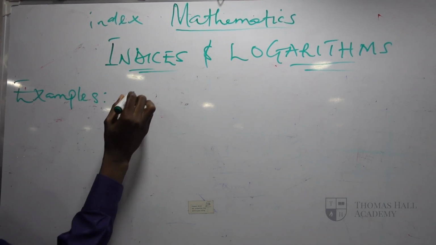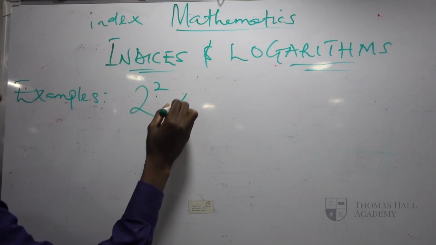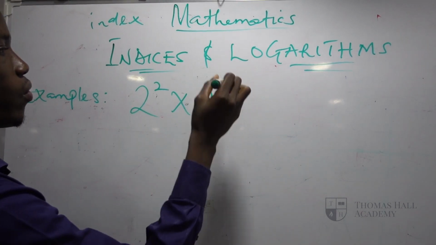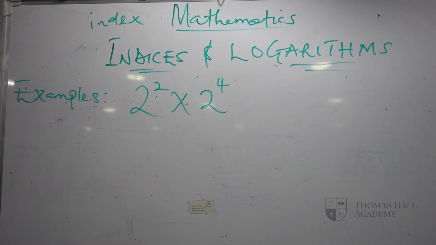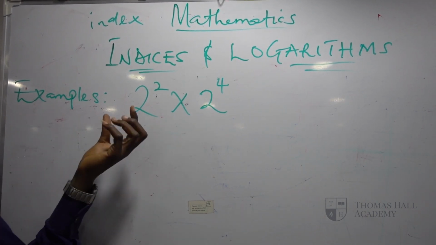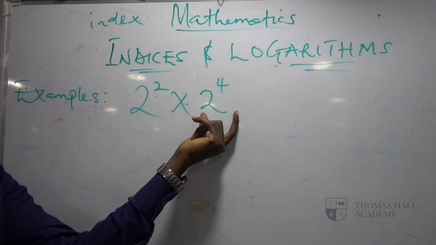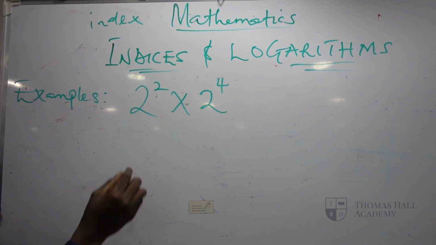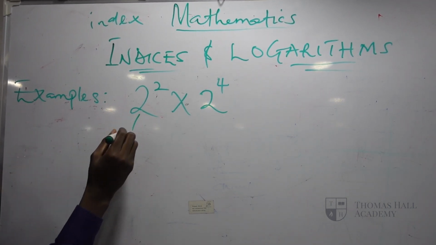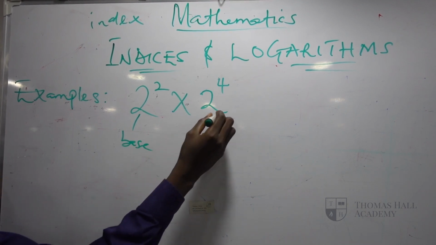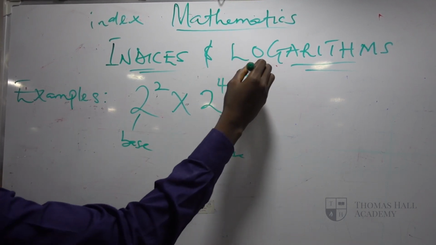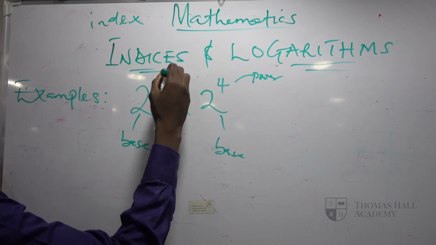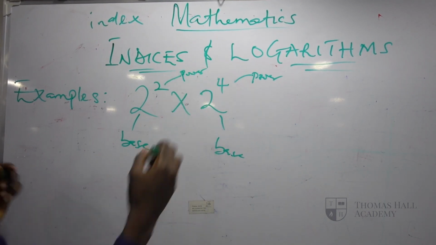Now, let's assume we have something like this: 2 raised to the power 2 times 2 raised to the power 4. This is an index number, and this is an index number, so that's why we call it indices. This 2 is what we call the base. This 2 is also a base. This 4 is a power, and this 2 is also a power.